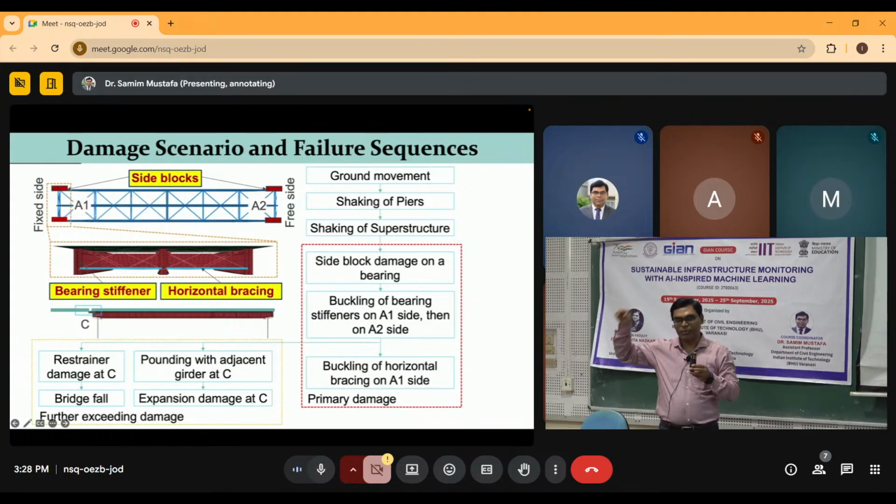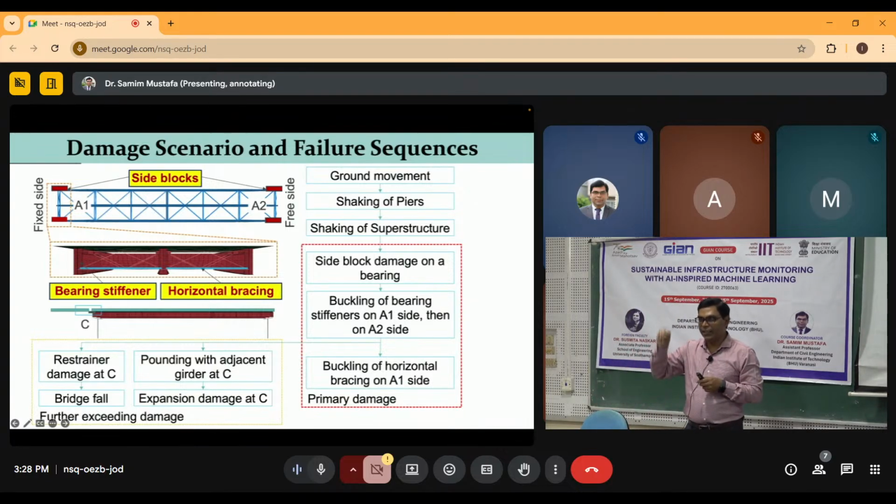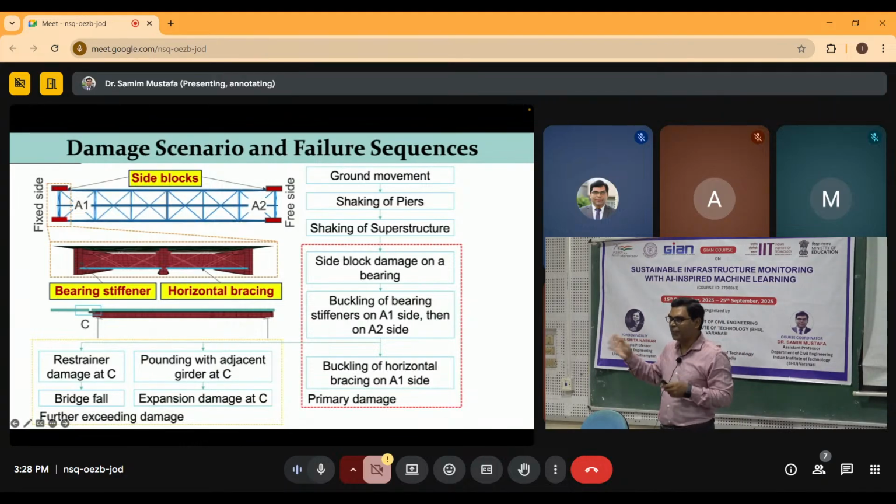For the case of a building, you can have an input earthquake at the base, at the foundation. You run the seismic response analysis in the finite element software and note down where the stress accumulation is higher or where displacement is crossing the permissible limit. Then you have a sequence of failure.